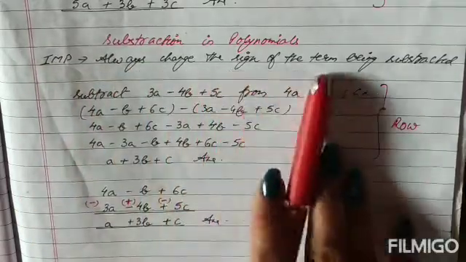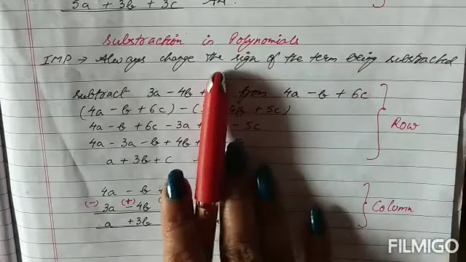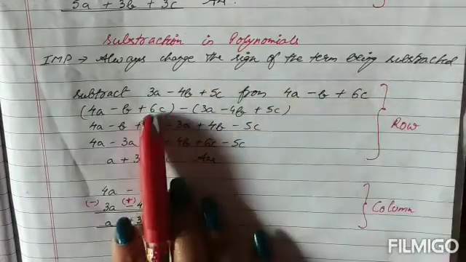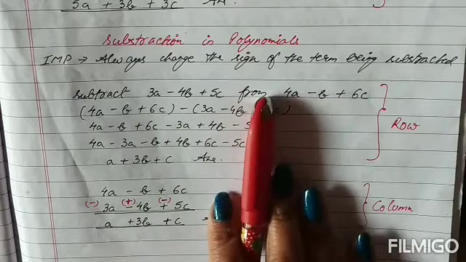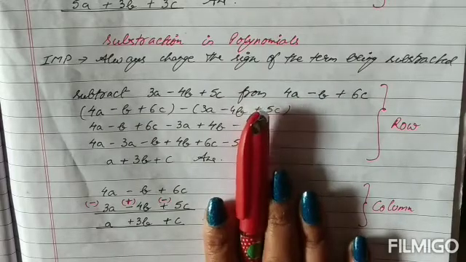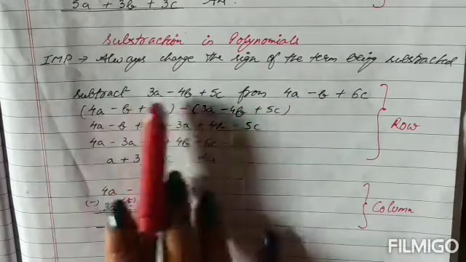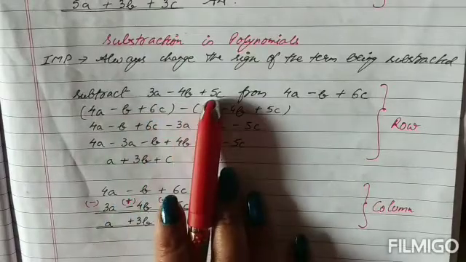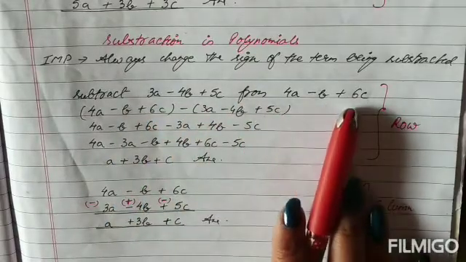Always change the sign of the term being subtracted. Now this has to be kept in mind, children, that whatever term is being subtracted, we change the sign of all those terms. Now look at the question. Subtract 3a minus 4b plus 5c from 4a minus b plus 6c.